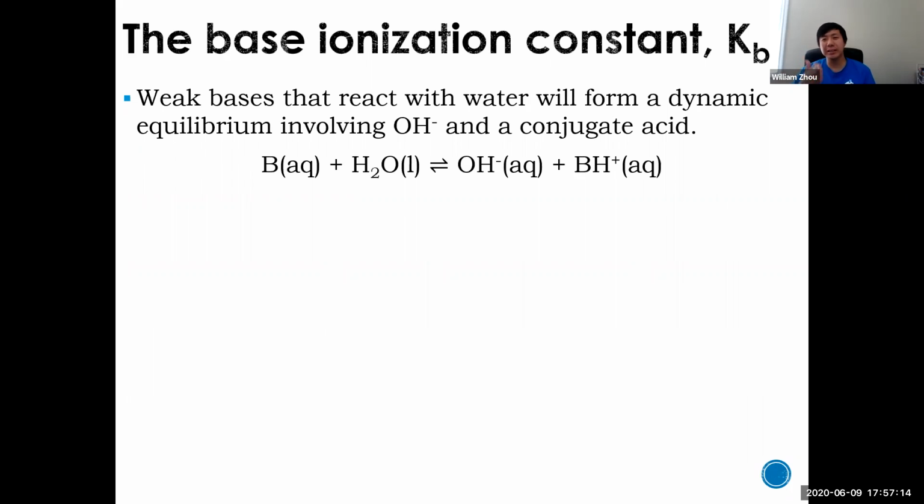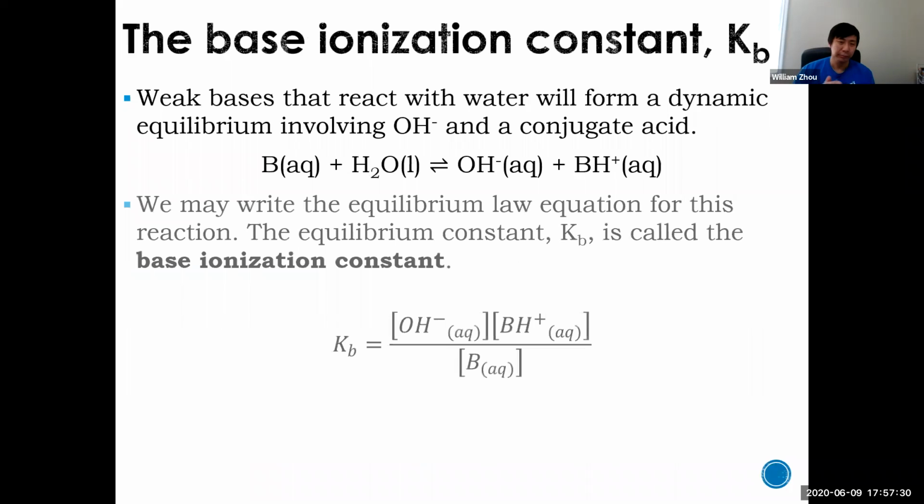And you could write the Kb expression for the ionization of a base, or the protonation of a base, I should say. You have a base in water, the base gets protonated, the water donates a proton, water becomes OH-, base becomes BH+. You write the base ionization constant expression. Products over reactants, you have OH- times the conjugate acid, BH+, divided by your base. You ignore liquid water because it's not aqueous or a gas.